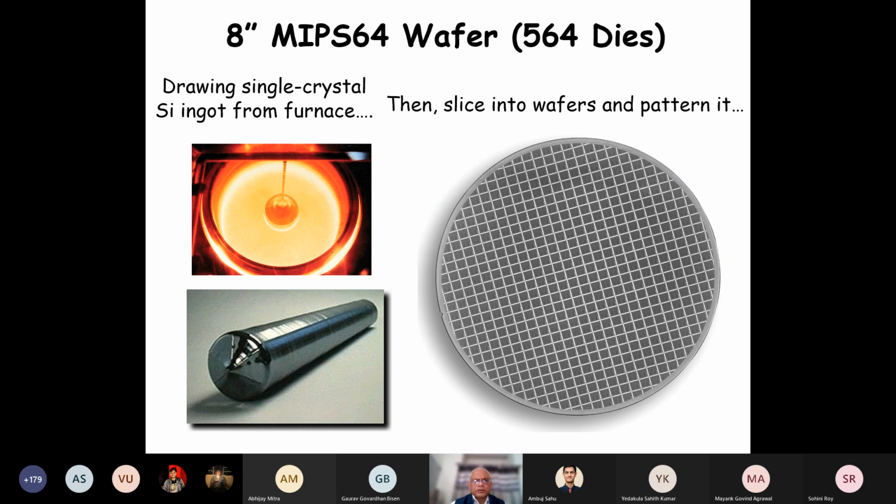So here the silicon ingot is being drawn. We got the silicon ingot and sliced it, got this wafer, and on this wafer we have these patterns, circuits etched, and finally we get these dies out of it. These dies are made into the chips.